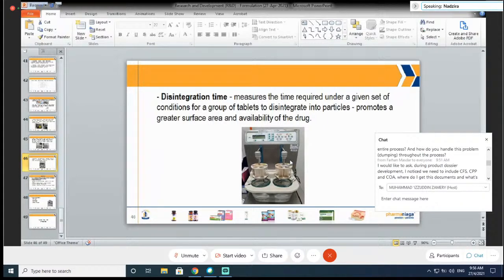Okay, basically, all the certificates required for the API, we will request from the manufacturer. Usually we will request the certificate of analysis of the API, and also the drug master file. The drug master file is very important during product registration. So we request it from the manufacturer or the supplier.